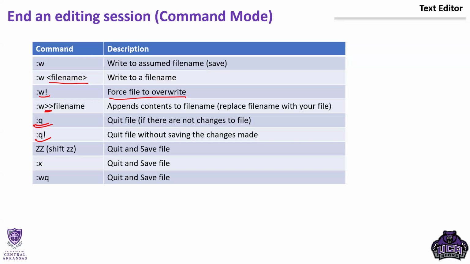Then of course, we have our shortcuts right here with the Shift ZZ, that's quit and save. You can do X, that is the same, or you can explicitly use the W and the Q combination there, then it will write and then quit. No, you can't do QW because then it quits first and then the write doesn't happen there. So make sure you get the correct order.